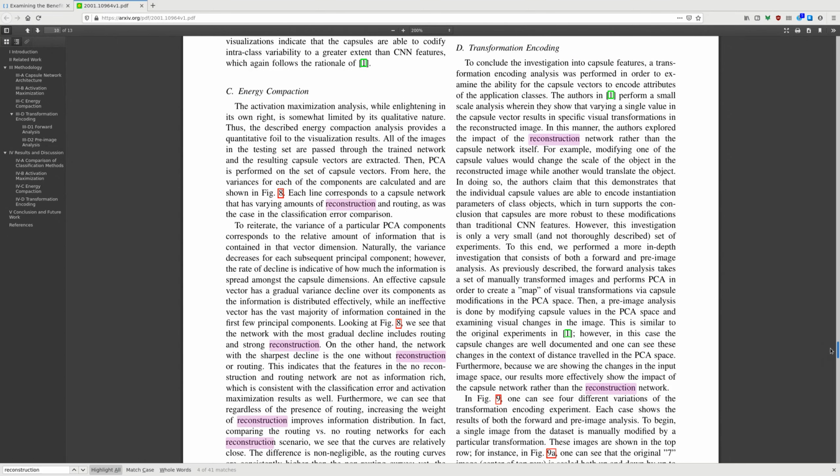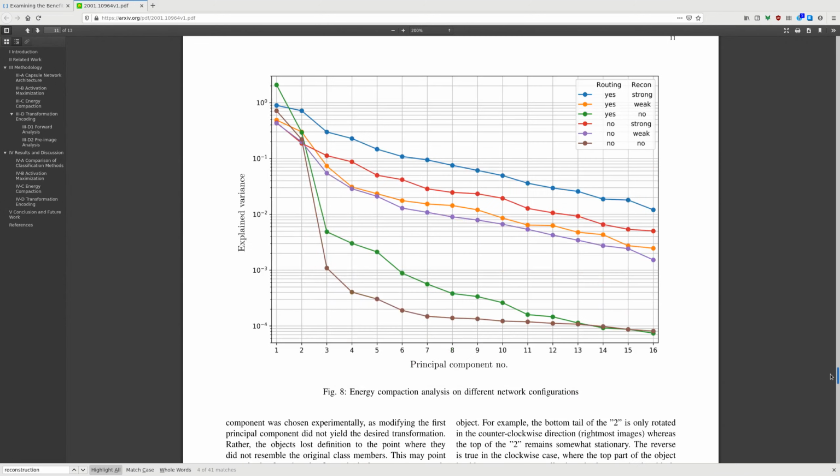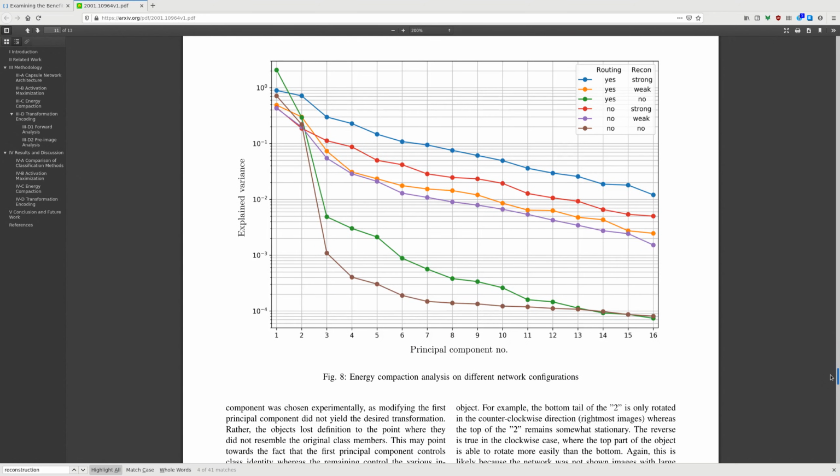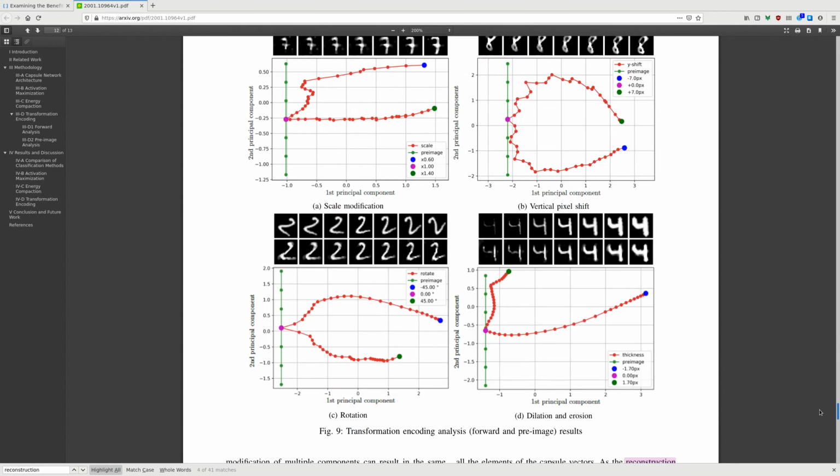Okay, I'm gonna skip these: energy compaction, transformation encoding, principal component numbers, routing, strong, weak. Then they look at these principal components.